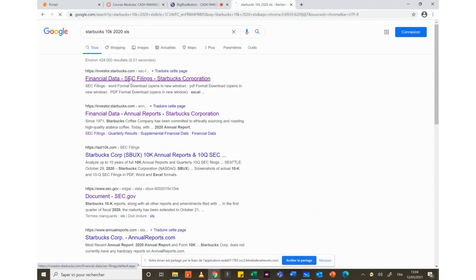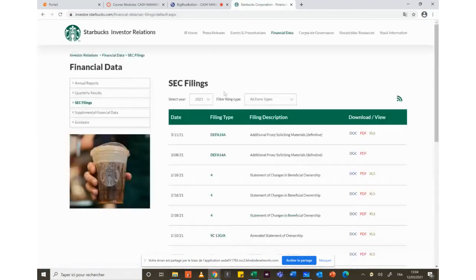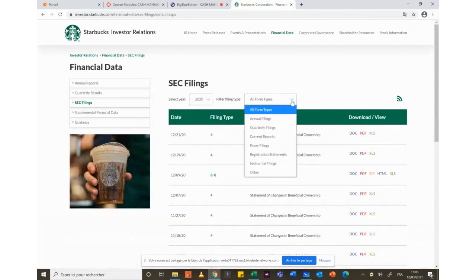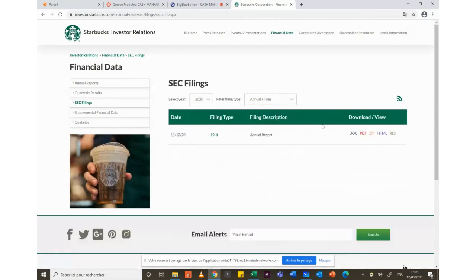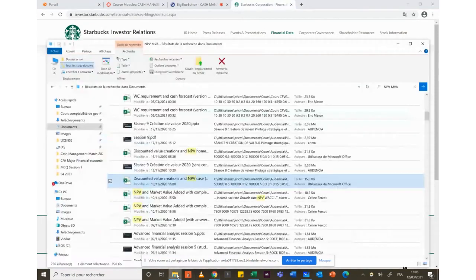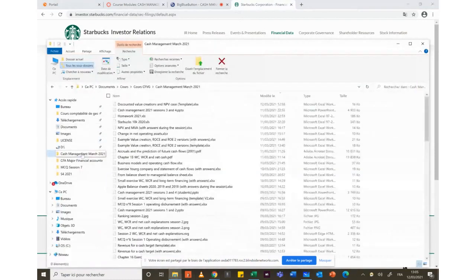They have to give the 10K every year in 4 formats. They need to give the PDF, the HTML, the XLS, Excel, and the Word document. So you can have the Excel file, okay? Here, you can have the Excel file. So I already have this one for Starbucks. So here is Starbucks.